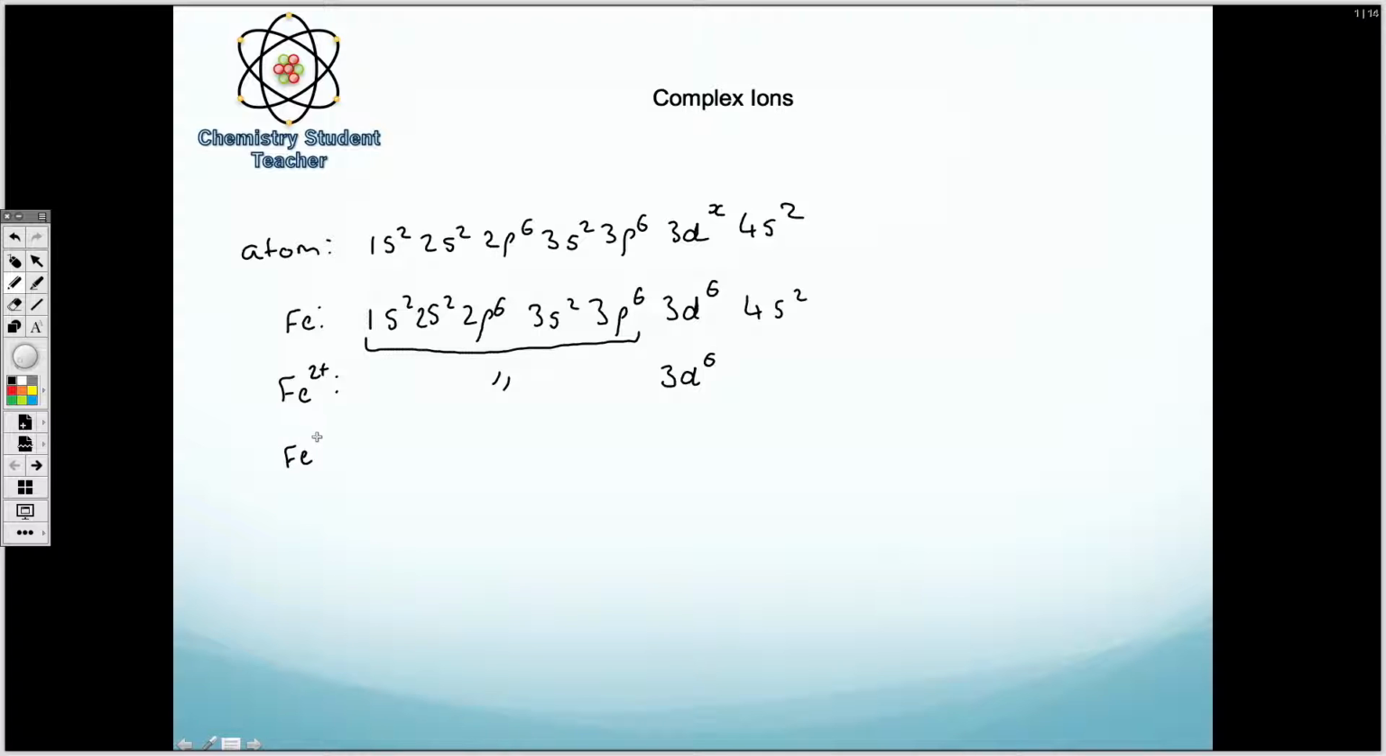Now what about iron 3+? Well, once again, I'm not going to write that part out, it's exactly the same as above, but we now have 3d5. So we've lost 2 electrons from the 4s2, and we've lost 1 electron from the 3d6. Simple as that. You're losing 3 electrons, you take the highest energy ones first, and then you start working your way through the d electrons. That was just a quick recap.